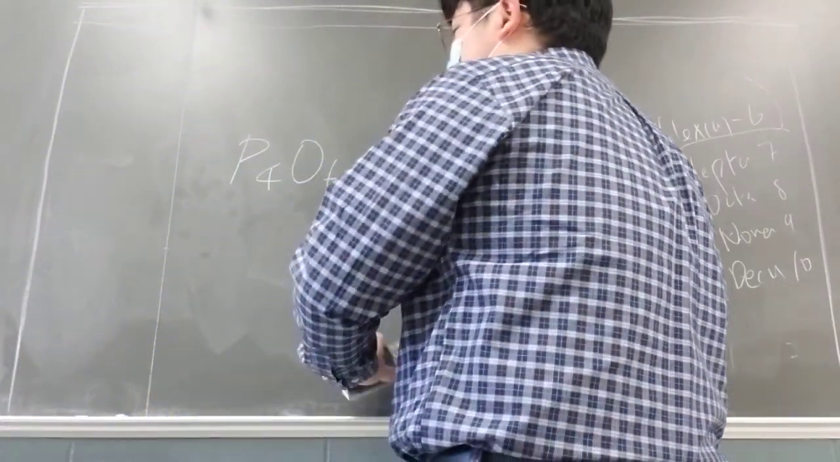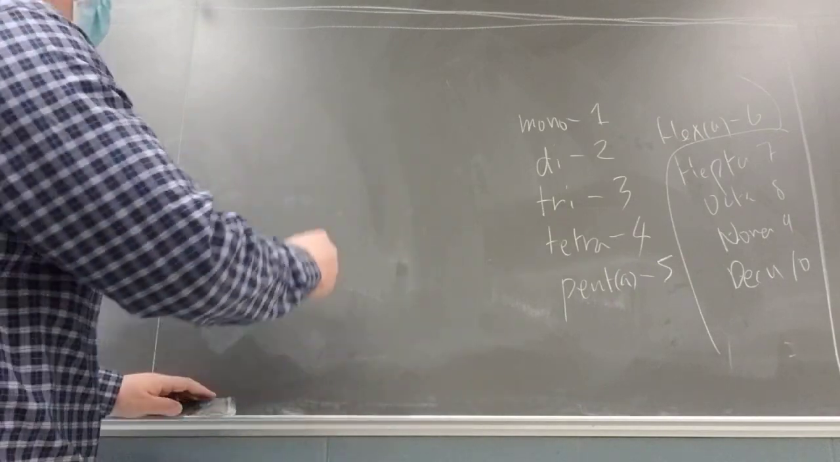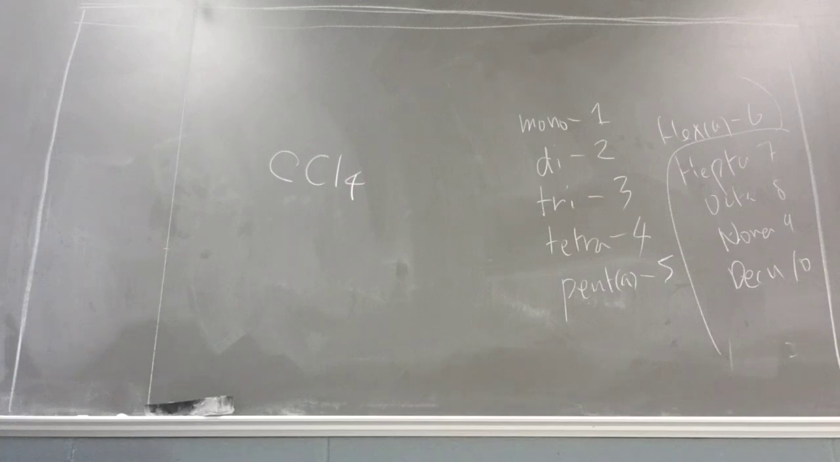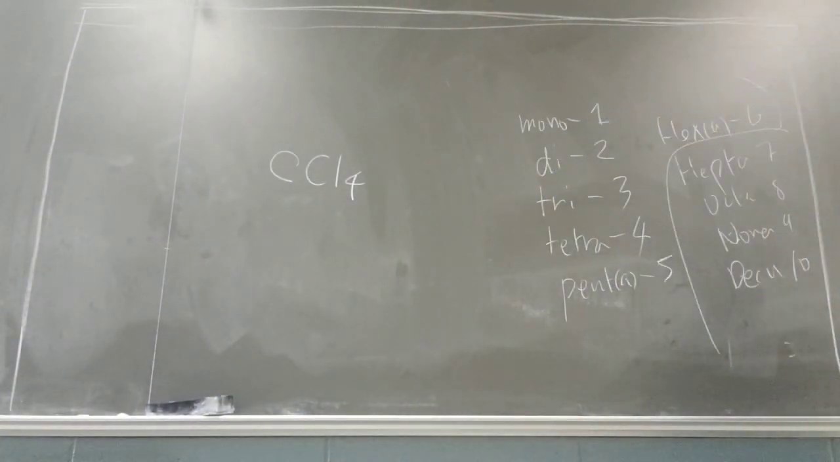So if that's the case, we can try this one here. CCl4, so it's carbon and chlorine, right? Carbon and chlorine.